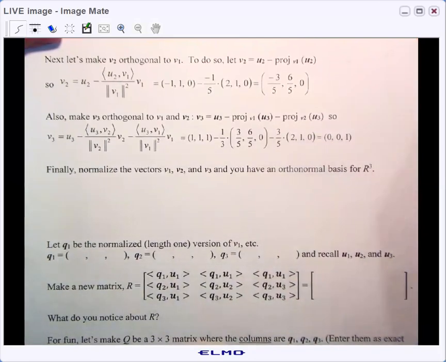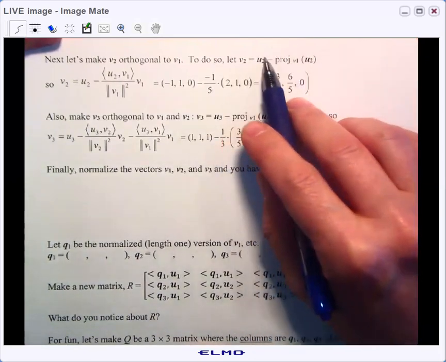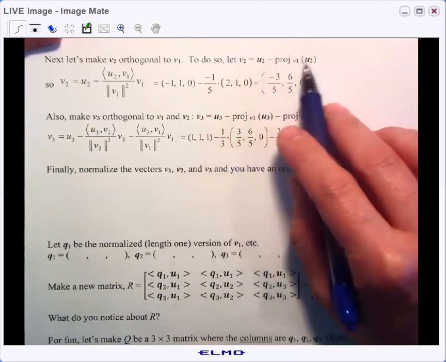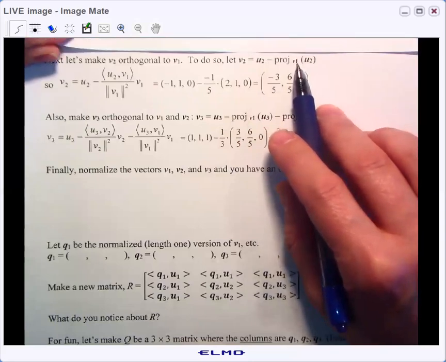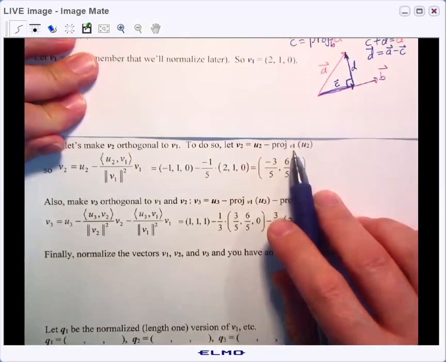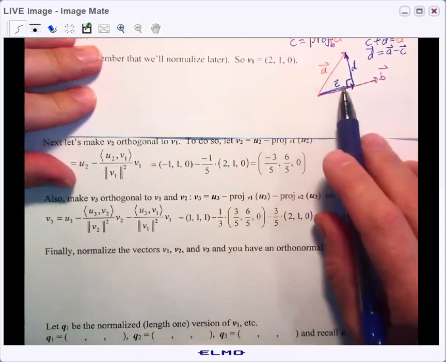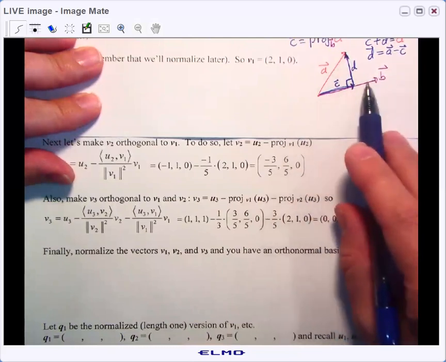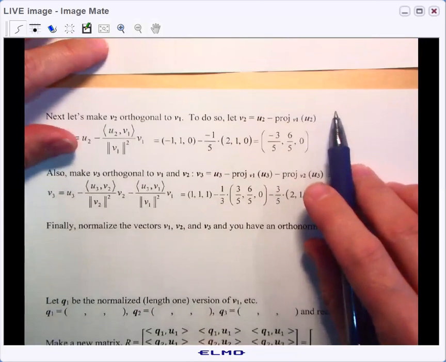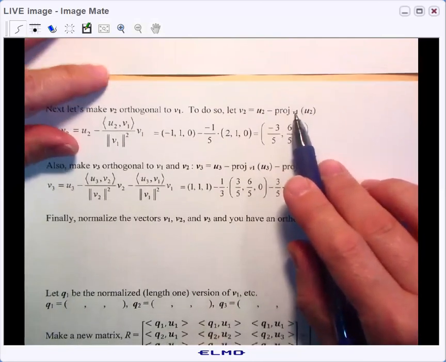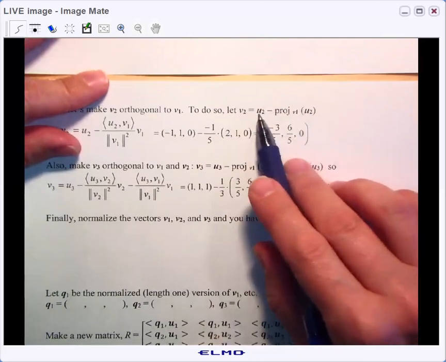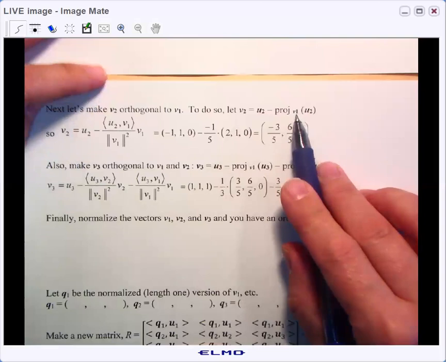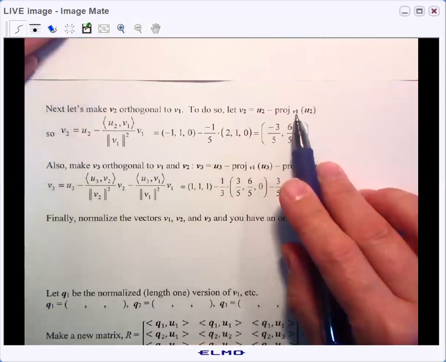Using what we just learned, we're going to make the V2 vector orthogonal to the V1 vector by letting V2 be the U2 vector minus the orthogonal projection of U2 onto V1. In essence, like we did a minute ago, that will take this projected part away and give me a vector that's orthogonal to the thing I projected onto. So when I project onto V1 and subtract that from U2, this V2 vector will now be orthogonal to the V1 vector I chose to start with.